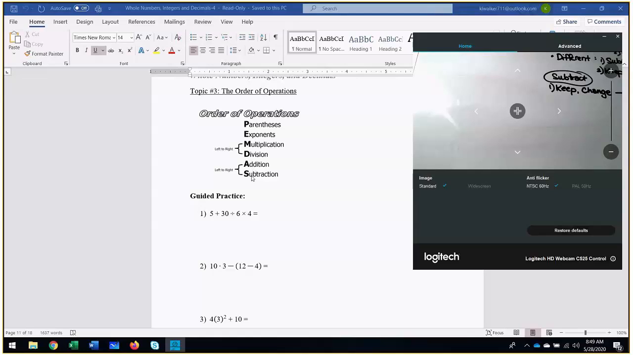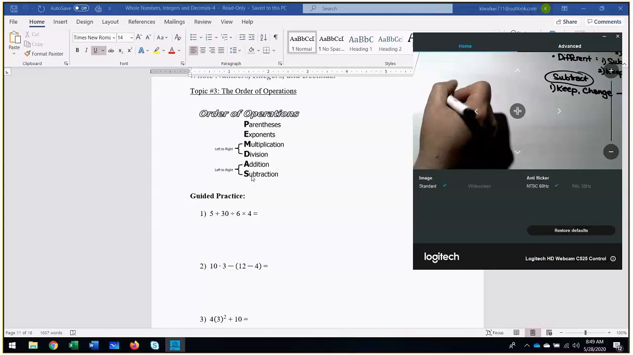And the same rule applies for that. If you've got both, you take it left to right. You don't necessarily do addition first, then do all your subtraction. You just do whatever you see first in the problem. So before I even do the guided practice, I want to show you what I'm talking about in case that didn't quite all make sense.